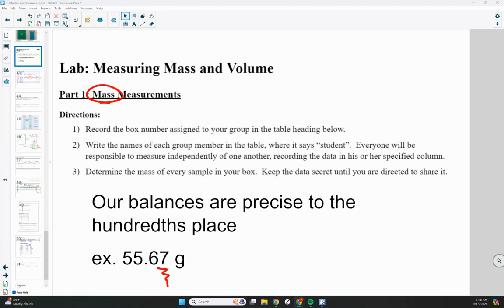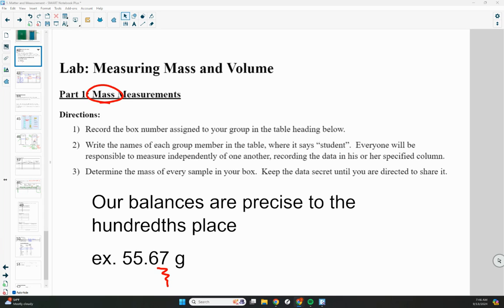Hello, Chemistry, Mr. McKee here, and I want to talk about how to successfully complete the density lab that we recently started. So I'm going to begin with part one, which is the mass measurements.